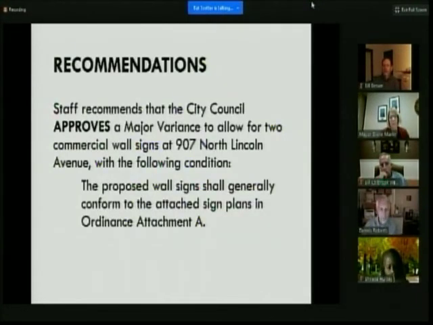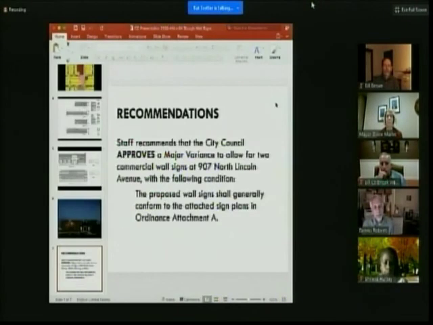At the September 16th, 2020 meeting, the ZBA voted with 6 ayes and 0 nays to forward this case to the Urbana City Council with a recommendation to approve the request with the condition that the signs generally conform to the sign plans. The Urbana City Council has the following options: approve the ordinance with certain terms and conditions, or deny the ordinance. Staff recommends that the City Council approve the request for a major variance under the condition that the wall signs generally conform to the sign plans in Ordinance Attachment A. The applicants are here to answer any questions, and I can answer any questions as well.